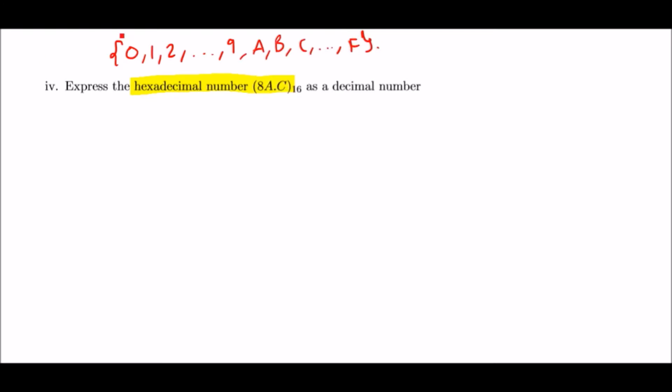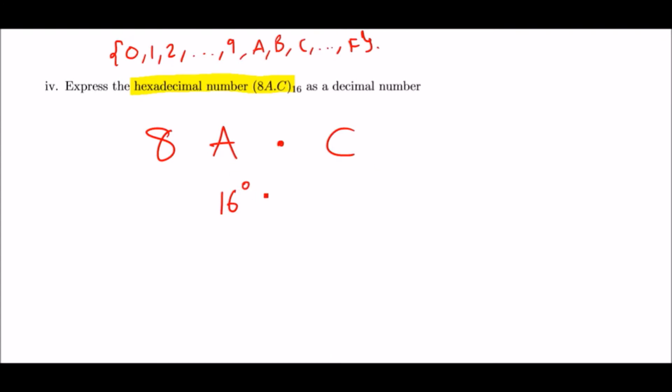Okay, where each letter after corresponds to 10, 11, 12, up to 15, yeah? So this makes a total of 16 digits. Now, what do we do? Just like the binary one, all you have to do is firstly rewrite this as 8A.C, and then because we're working with 16s, start from just after the decimal point and put 16 to the power 0 here. This will give us the first representation, yeah?